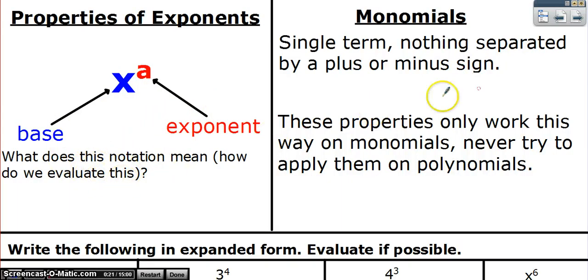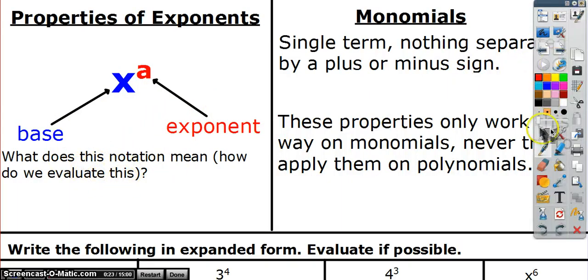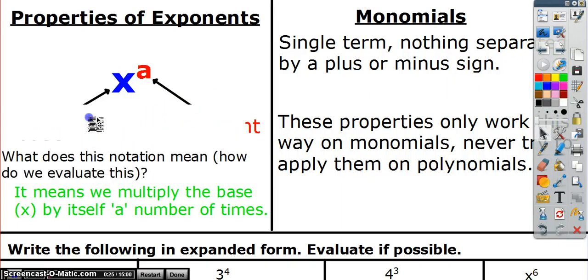So what does this notation mean? It means we multiply the base x by itself a number of times. So if I were to ask you to write this out in expanded form, you write out a number of x's. Of course, a is going to be an actual number in the problem, not just a name.